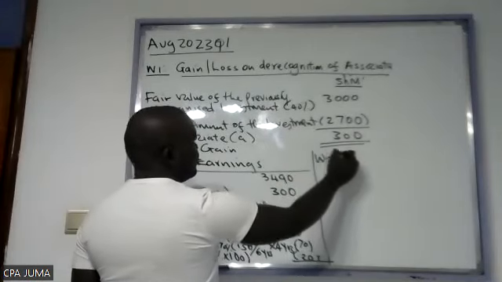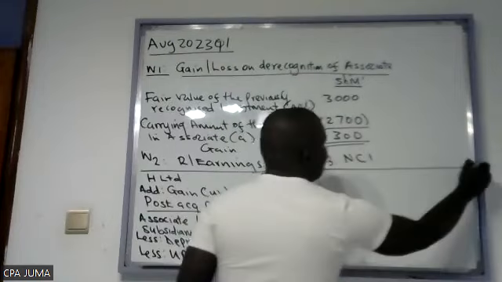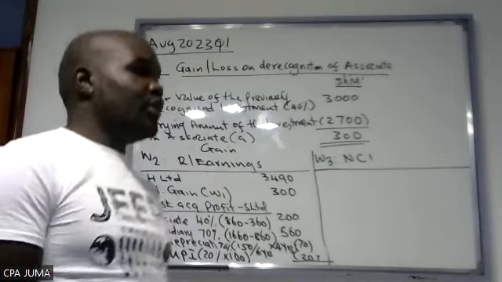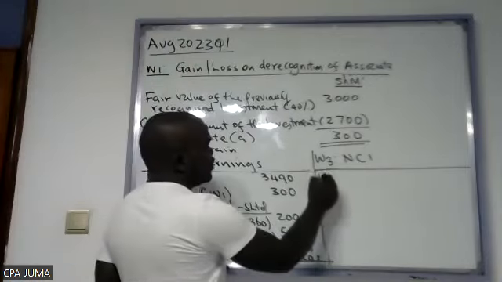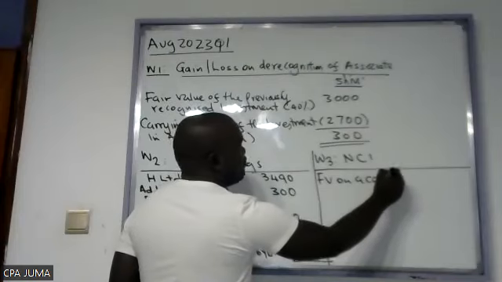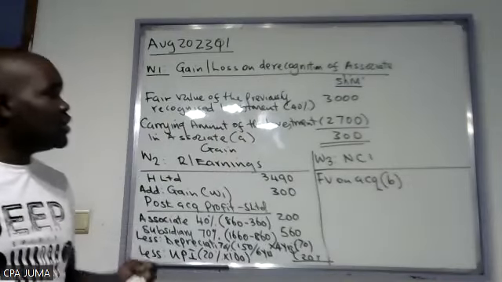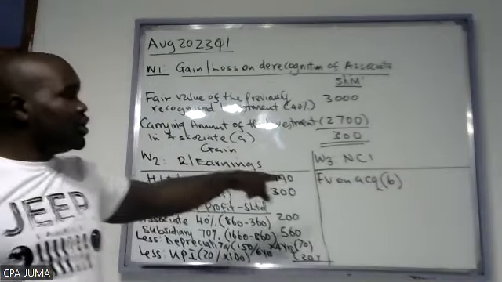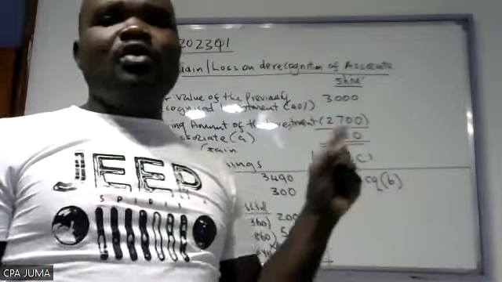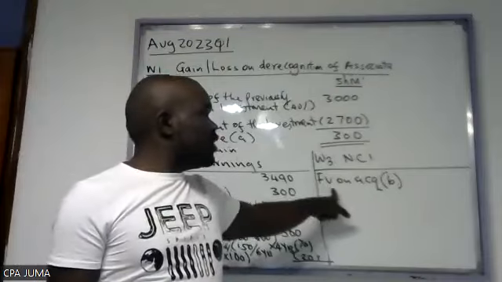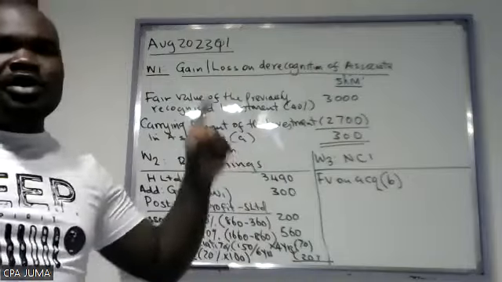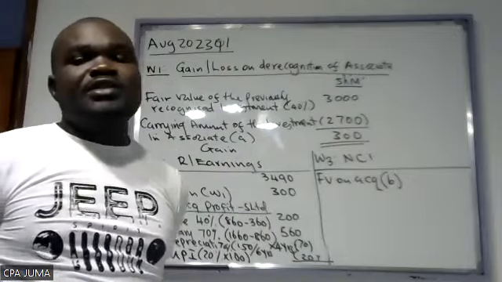For working 3, NCI. NCI, very simple. You take their fair value at acquisition. Check required B. There is a working we did to get the fair value on acquisition required by the examiner. We did it up there, where we calculated goodwill. There is somewhere we determined it, a calculation we were supposed to do, and we did it. So check required B solution, and that is the figure we need.